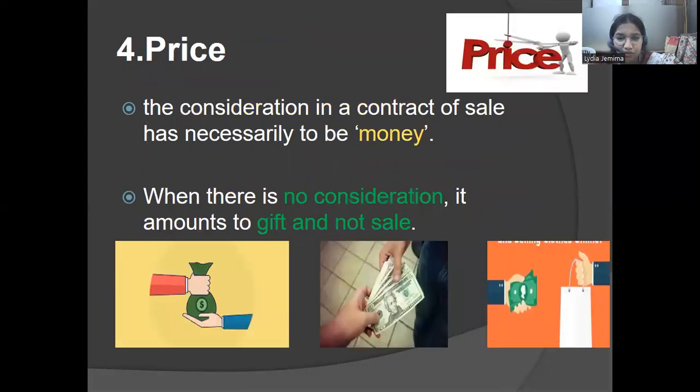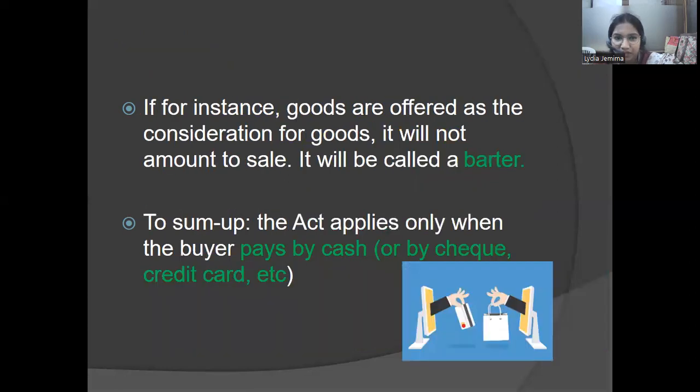Price. So if you buy or purchase anything in the market, you don't get anything for free of cost. If it's free of cost, it would probably be a gift, which is not for sale, right? The consideration in a contract of sale has necessarily to be in money. So when there is no consideration, it amounts to a gift and not a sale. Okay, so that is what it means.